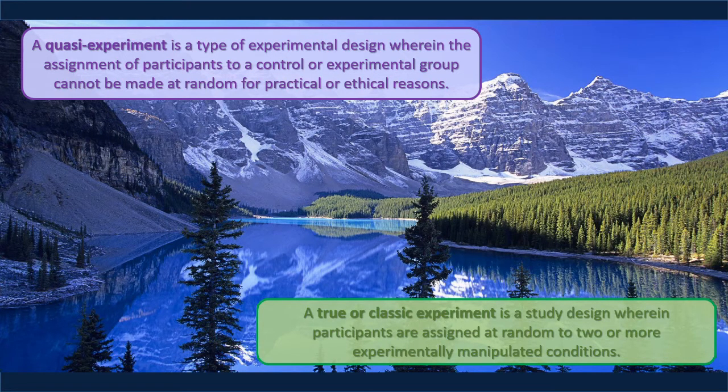In true or classic experiments, the assignment of participants to experimentally manipulated conditions of the independent variable is made at random. So herein lies the major difference between quasi-experiments and true experiments.